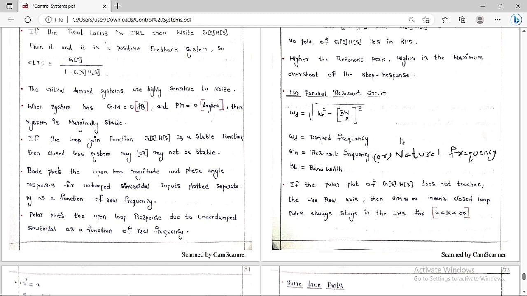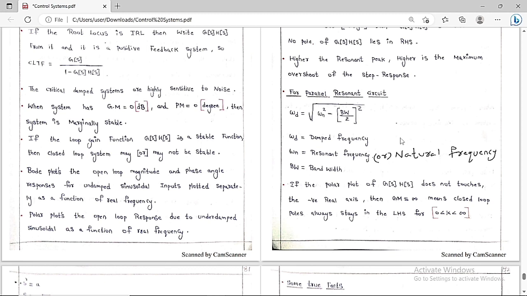So listen carefully. Whenever we draw the polar plot of G(s)H(s), and if it does not touch the negative real axis, it indicates that the gain margin is infinity. It indicates that the closed loop poles lie in the left half of the S plane for all ranges of k. So the system is said to be stable.